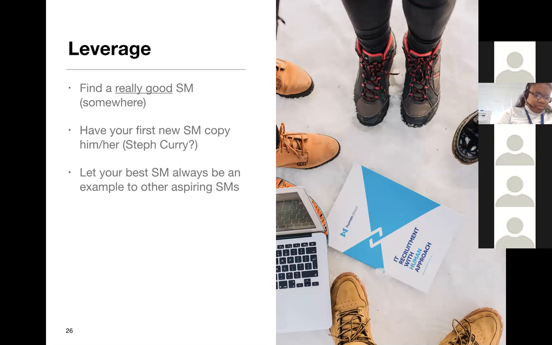But imagine Steph Curry is a basketball player, if you know basketball. So if you've got somebody that's starting to learn it, say, well, imitate that guy, at least the basics of what that guy's doing. So they imitate the really good Scrum Master. They become better faster. So try to leverage your good Scrum Masters in some way or another.